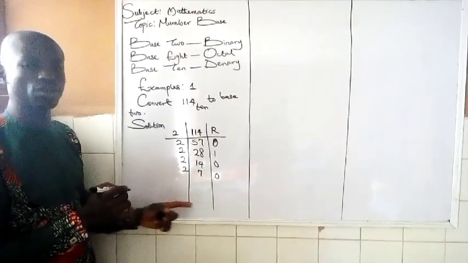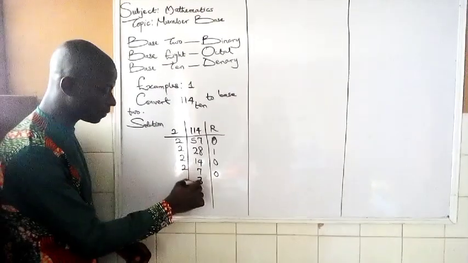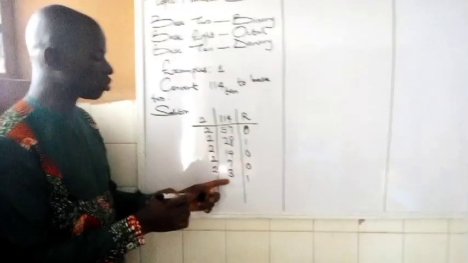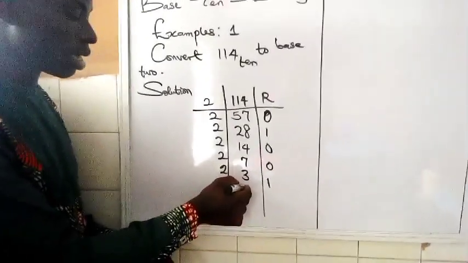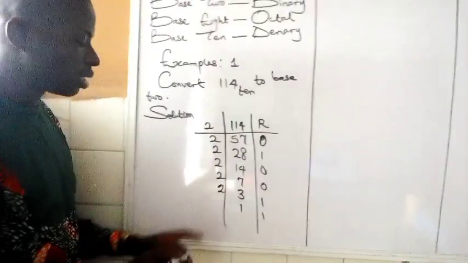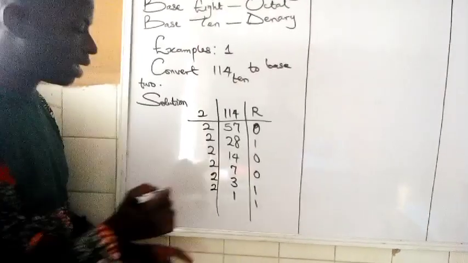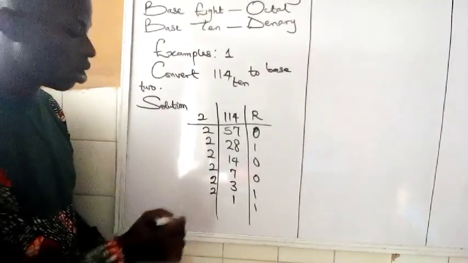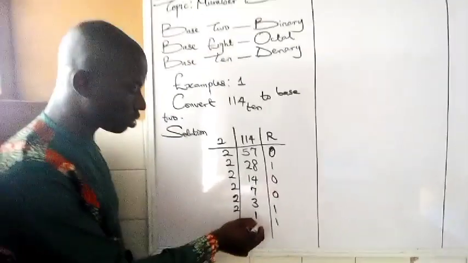How many 2 can you see in 7? 3. Remainder 1. Then you put 2 again. How many 2 can you see in 3? That is 1. Remainder 1. Then you proceed. You put 2 again. How many 2 can you see in 1? That is impossible. You put 0.